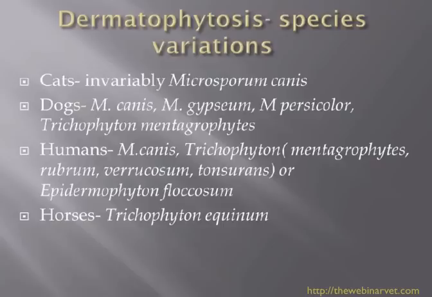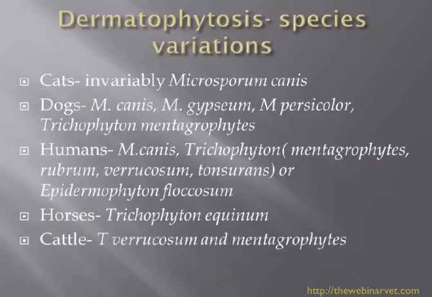And then very briefly, because I don't have huge amounts of experience in this, horses tend to get Trichophyton, cattle get Trichophyton verrucosum and mentagrophytes, and sheep also get Trichophyton verrucosum.